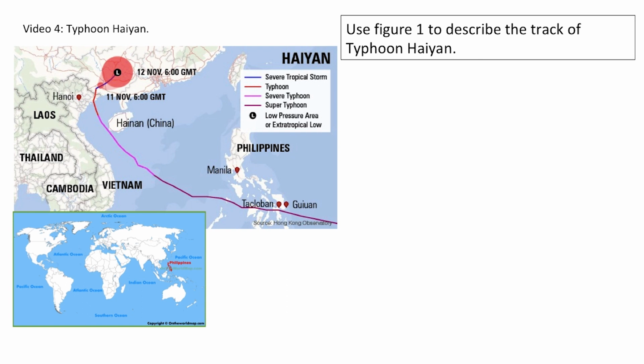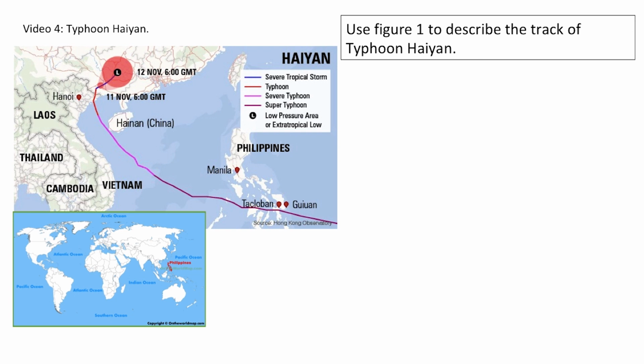Let's take a look at Typhoon Haiyan. In this example we've been given two maps. The one at the bottom is a world map where in red you can see the word Philippines. The top map shows the track that Typhoon Haiyan took. Let's take a look at the exam question. Use figure 1 to describe the track of Typhoon Haiyan.